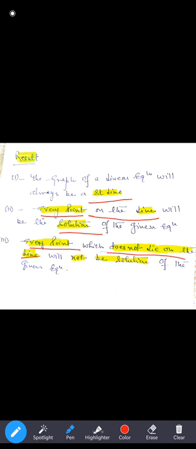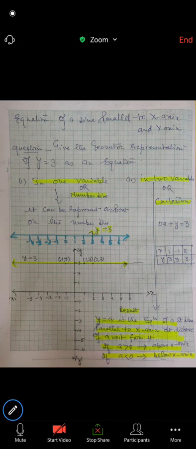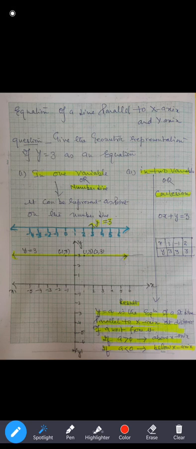Now, we will find how to find the solution of the equation of a line parallel to the x-axis and y-axis. For this, we take a question. Give the geometric representation of y is equal to 3 as an equation in one variable and in two variables.